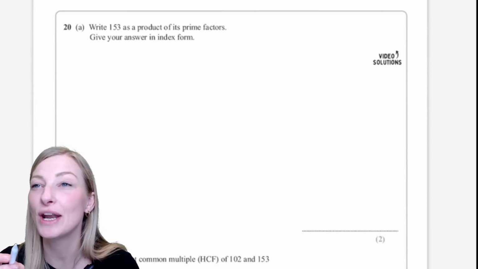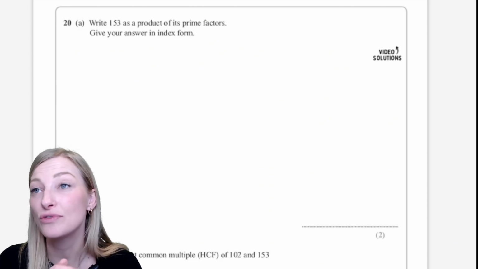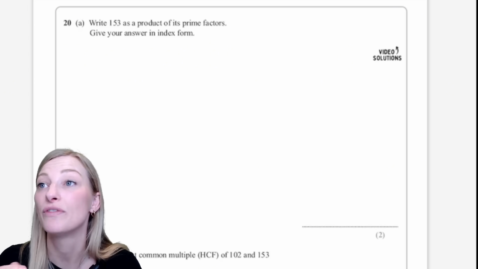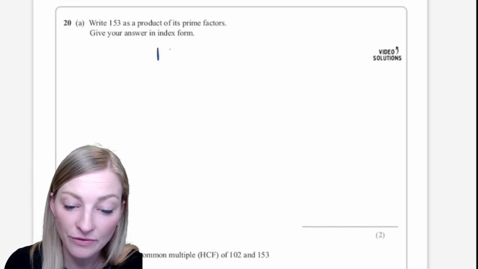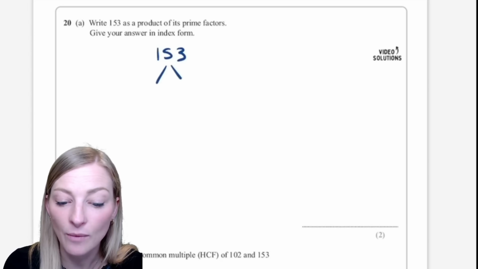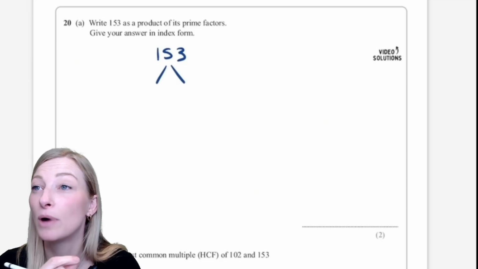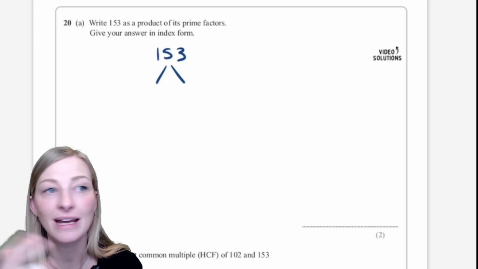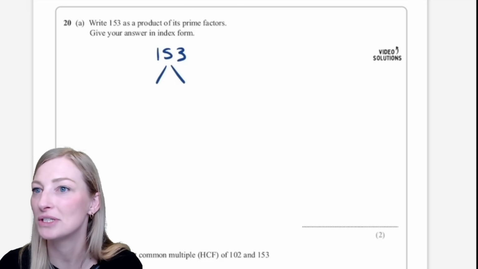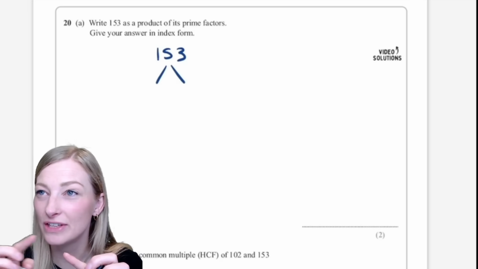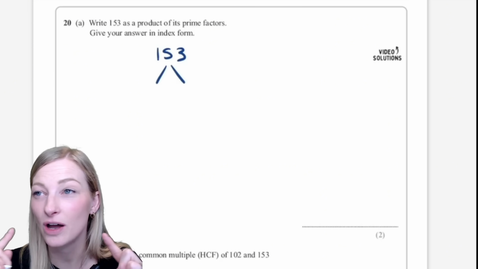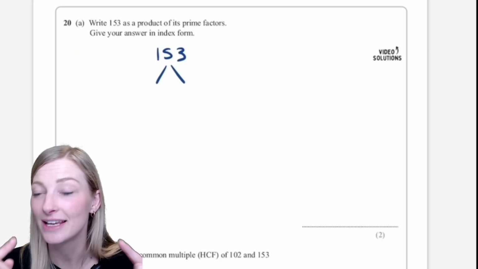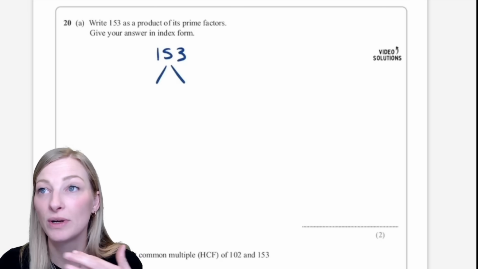Okay, question number 20. Write 153 as a product of its prime factors. So 153 at the top, and we are doing two numbers that multiply together to make 153. And you might think, well, I don't know what goes into 153. But if I look at the digits, 1 add 5 add 3 is 9. If the digits add up to a number in the 3 times table, then it's in the 3 times table.